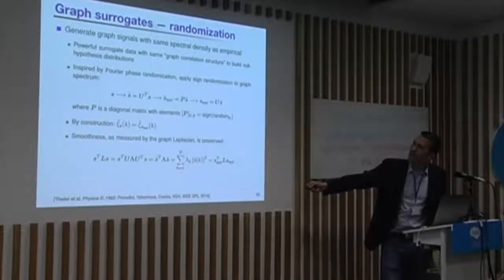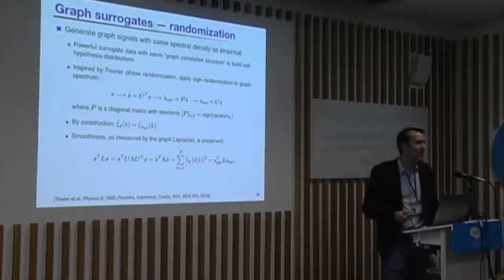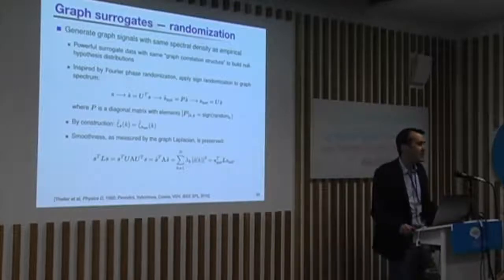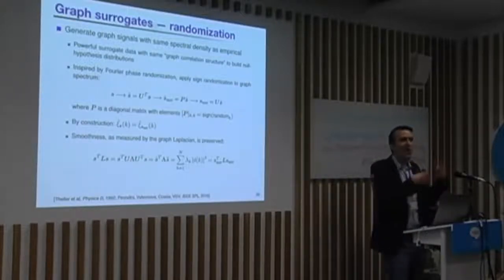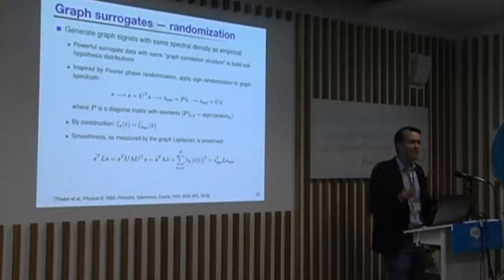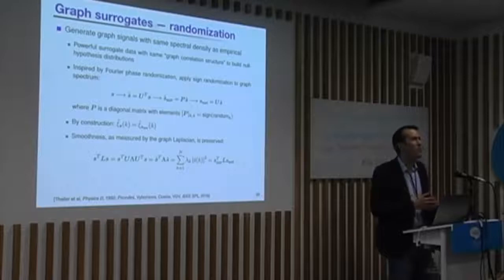Now I can rewrite this as a sum where I have a weighting of the energy of my graph spectral coefficients by the eigenvalues of the Laplacian. If I do this on the empirical or on the surrogate signal, I get the same, because I only depend on the square of the spectral coefficient, so it doesn't matter if it has been multiplied with plus or minus 1. So by construction, the graph smoothness of all surrogates I can generate will be the same as the empirical signal. Okay, so it's a kind of strong null model.